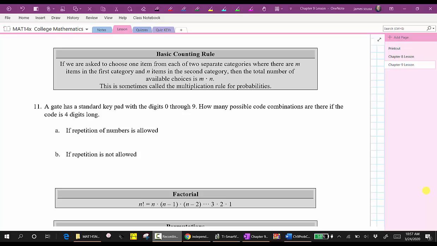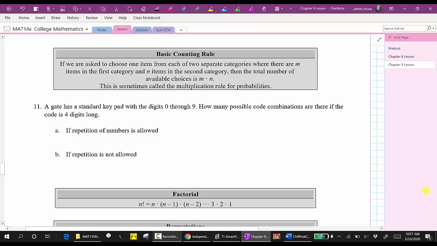If you are asked to choose one item from each of two separate categories, where there are m items in the first category and n items in the second category, then the total number of available choices is m times n. This is sometimes called the multiplication rule for probabilities. Let's look at an example.